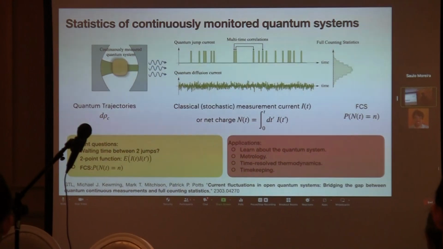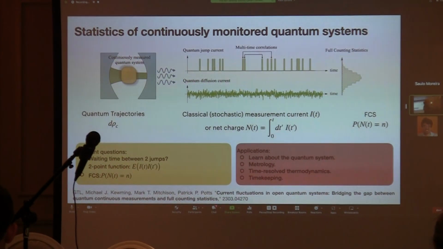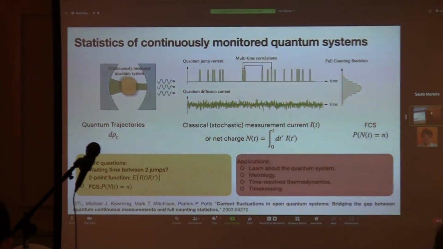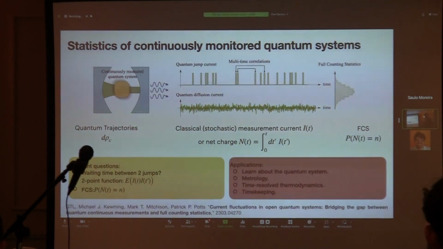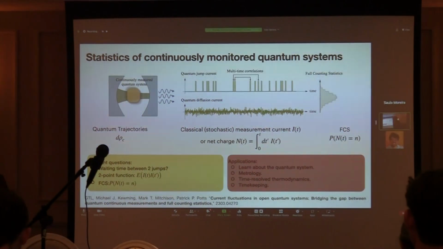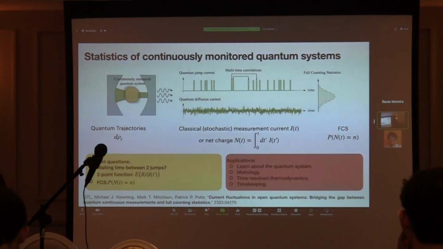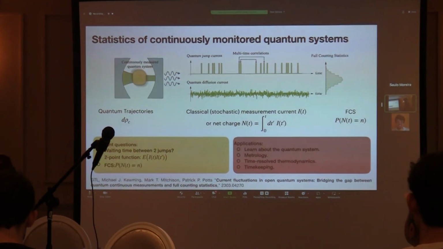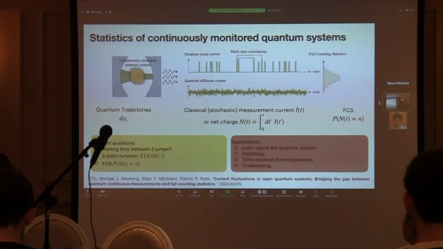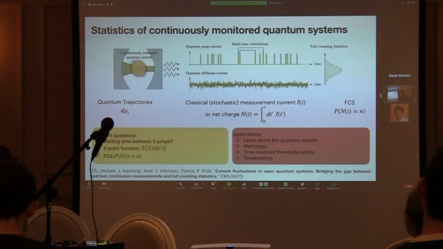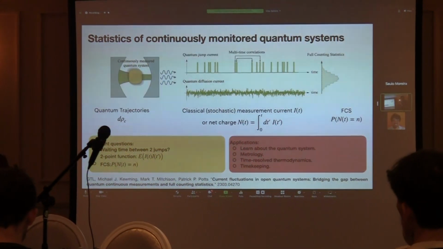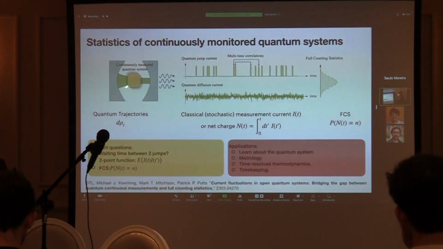falls under the umbrella of this general idea that I've been very excited about in the last year. I did a sabbatical here in Ireland, and this got me thinking about many of these ideas, which are generally related to how you get the statistics of continuously monitored quantum systems. A typical example of a continuous measurement is a cavity where you monitor the photons that leak out, or as Letitia just put it, monitoring, say, the dynamics of a quantum dot system.